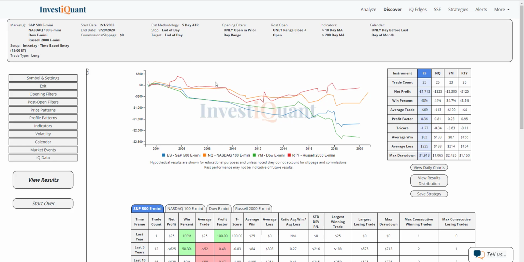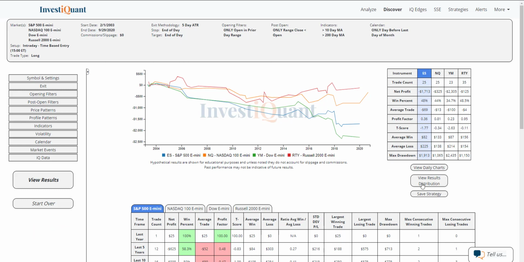But what is noticeable, as you can see on the equity curves, they are all pointing lower, which is likely due to the fact that the losses are bigger on average. So average loss here for the S&P, a little bit more than twice the size than the average win. For the NASDAQ, they're pretty even. For the Dow, larger losses than average wins. And on the Russell, those are pretty even.